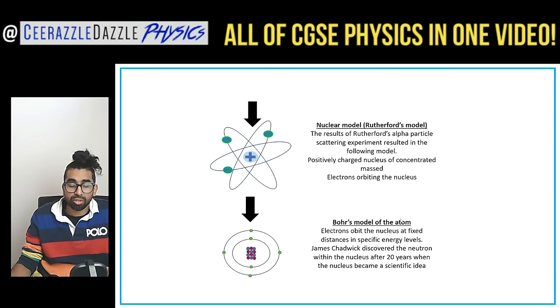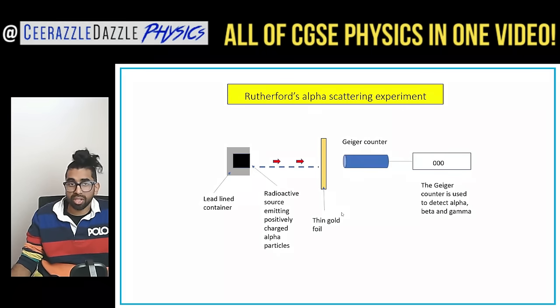So that led us to Bohr's model of the atom, in which he stated that there were protons and neutrons inside the nucleus. The neutrons were discovered by James Chadwick, and the electrons are orbiting in fixed shells. So now they are electrons in fixed shells, not just whizzing around in an orbit over here. And because they are in fixed shells, they cannot drop down. Right, how on earth did we get to Rutherford's model?